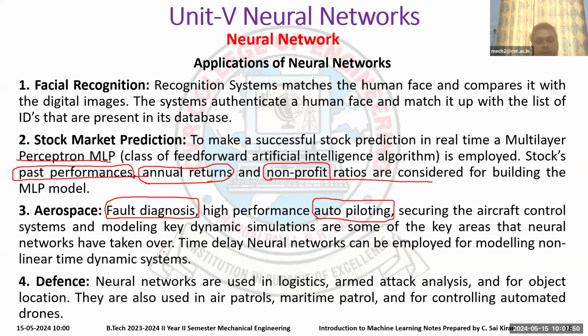And dynamic simulations are also possible. Dynamic simulations are nothing but, even in war situations, how you have to select a pattern, from where you have to attack, and all those things, simulations will be done in this neural network. And time delay neural networks can be employed for modeling non-linear dynamic systems. So there are some time delay neural networks so that the time is delayed so that it can work efficiently. So those things can also be applied in the dynamic system.